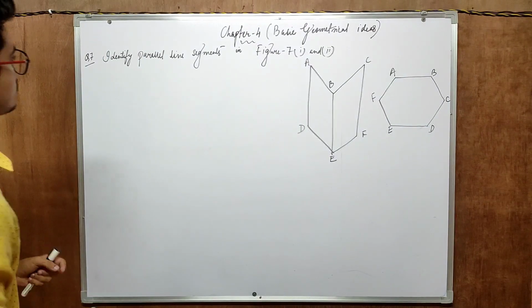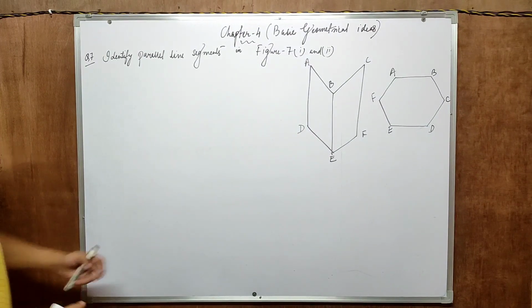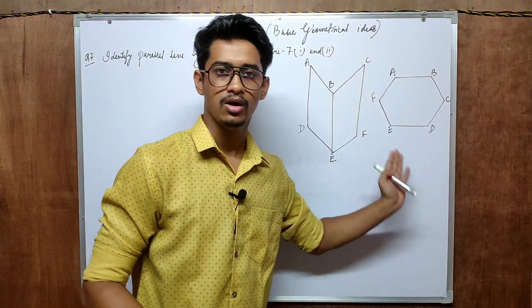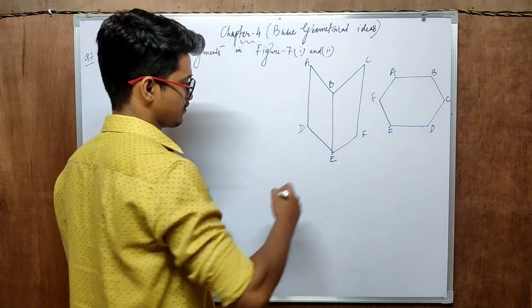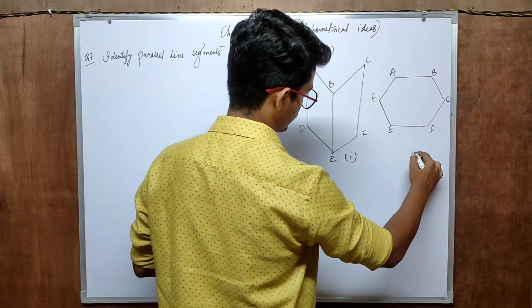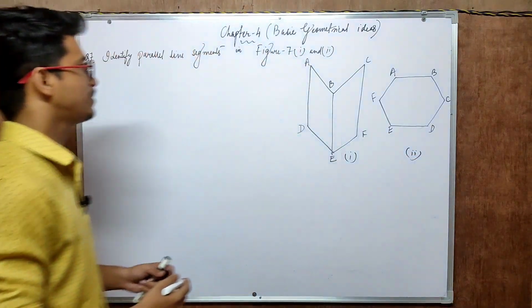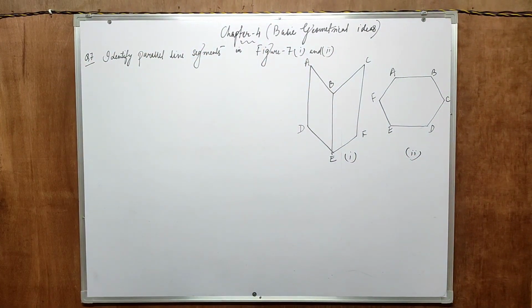Here in question number 7, identify the parallel line segments in figure 7. This is figure 7, 1 and 2. This was the first figure and this is the second figure. And we have to find out how many parallel line segments are there in total.